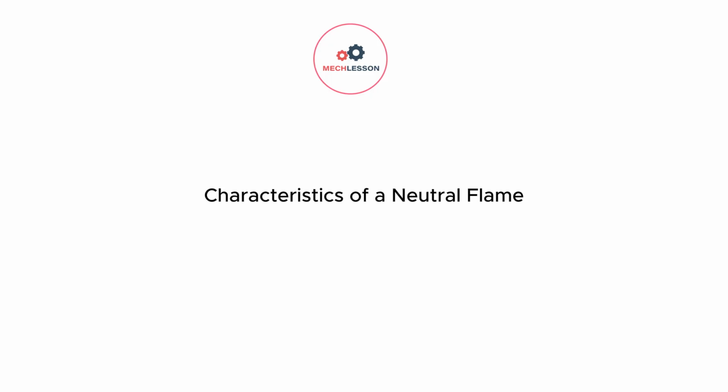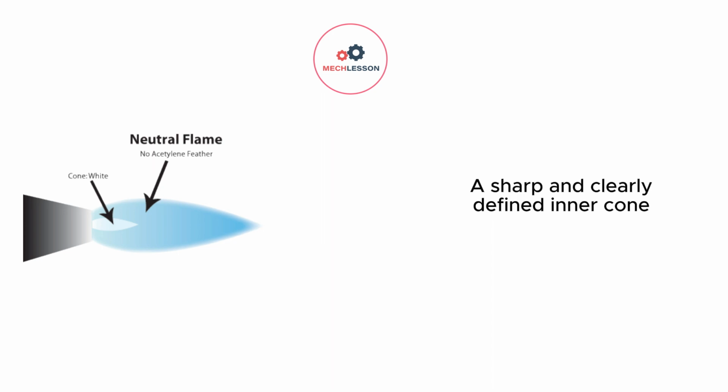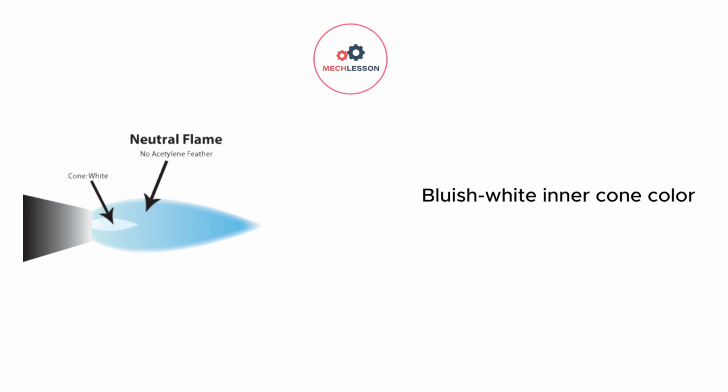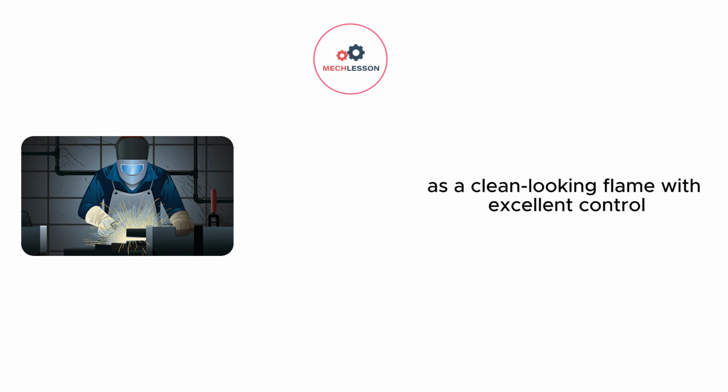Characteristics of a neutral flame. A neutral flame is recognized by a sharp and clearly defined inner cone, bluish-white inner cone color, light blue outer envelope, quiet and stable flame, and no feather beyond the inner cone. Professional welders often describe it as a clean-looking flame with excellent control.